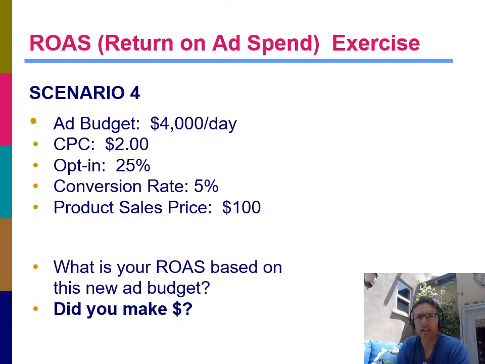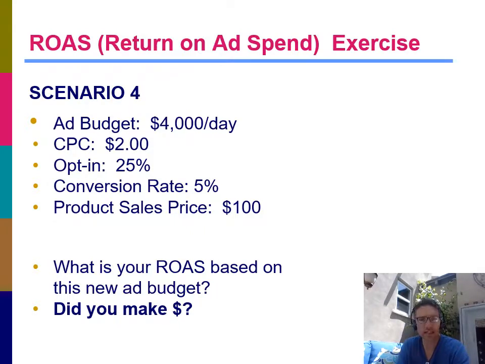I'm back. Let's look at our actual numbers. So we're spending $4,000 a day. That's a lot of money on a daily basis. $4,000 a day divided by $2 per click gives us 2,000 in traffic. 2,000 in traffic with a 25% opt-in rate gives us 500 leads. $4,000 ad budget divided by 500 leads gives us a cost per lead of $8 per lead.